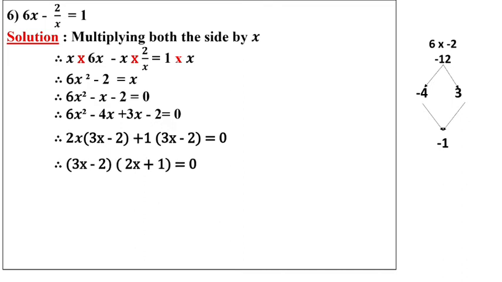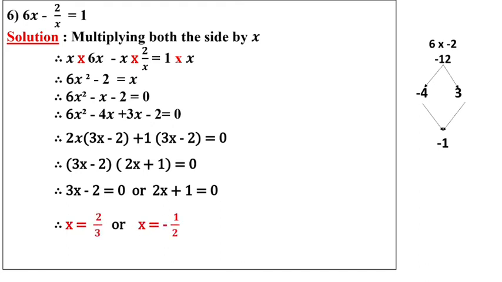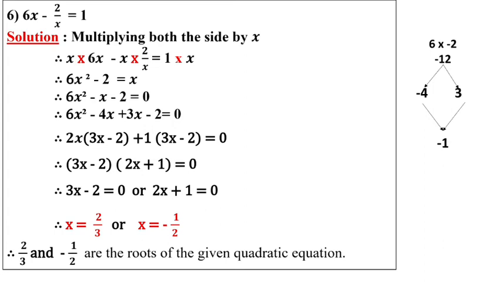So the common bracket and the uncommon bracket will be taken equal to 0. So 3x minus 2 equal to 0, 2x plus 1 equal to 0. So minus 2 will go to the right side and become positive, 2 upon 3. Minus 1, plus 1 is given, becomes minus 1 upon 2. 2 upon 3 and minus 1 upon 2 are the roots of the given quadratic equation.